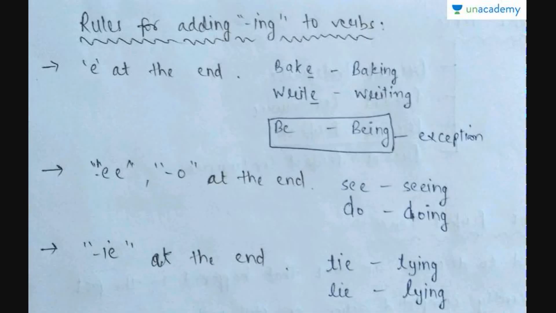Rules for adding ing to verbs, we discussed about these in continuous tense too. If there's e at the end, we remove e and we add ing. Like bake becomes baking, write becomes writing. Exception is be, where we don't eliminate e, we just add ing. Be becomes being. If there's double e or o at the end, we simply add ing at the end, like see, seeing, do, doing. If there's ie at the end, we remove ie and add y and ing. For example, tie becomes tying, lie becomes lying.